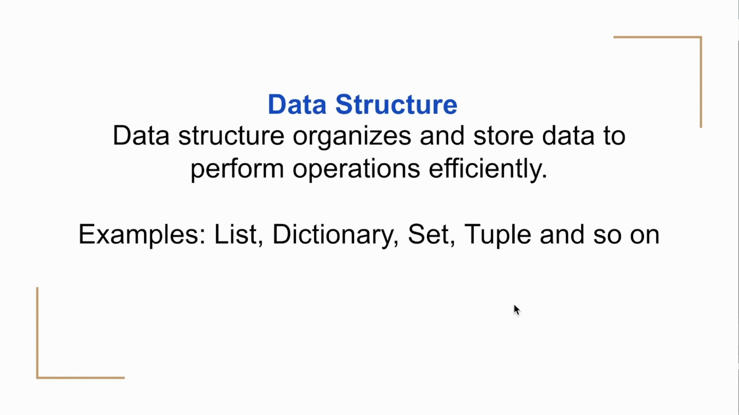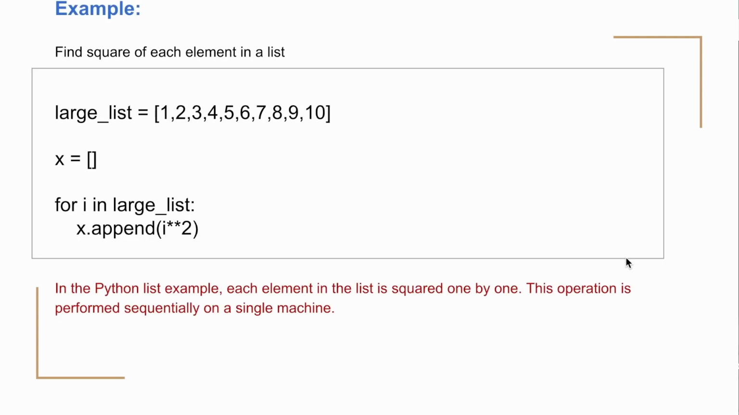I think everyone knows what data structures are, right? Data structures basically organize and store data to perform operations. And common data structures are list, dictionary, set, tuple, and so on. Now let's consider we have one large list and we want to find the square of each element in the list. Here you have a large list which has elements from 1 to 10. And here is the basic Python code to find the square of the element.